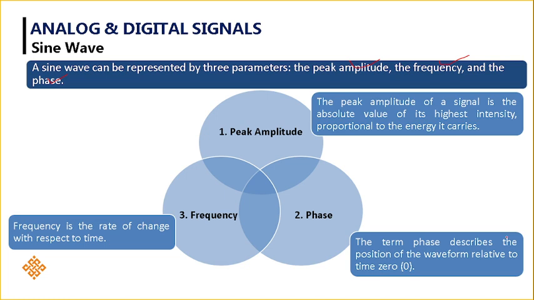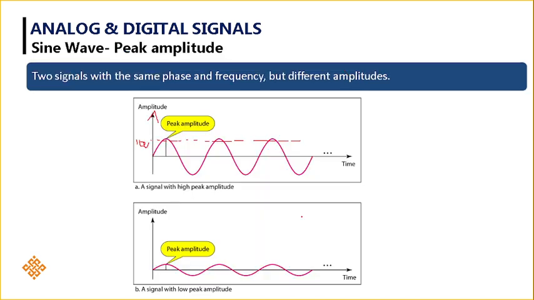The term phase describes the position of the waveform relative to time zero. Position in the sense of its angle. Here you can see the position is 0 degrees. At what degree the wave is moving, that we call phase. The signal may start from 0 degrees, or it can start from 90 degrees, or it can go with the half cycle or 180 degrees like this. Whichever position the wave is moving, that we call a phase.